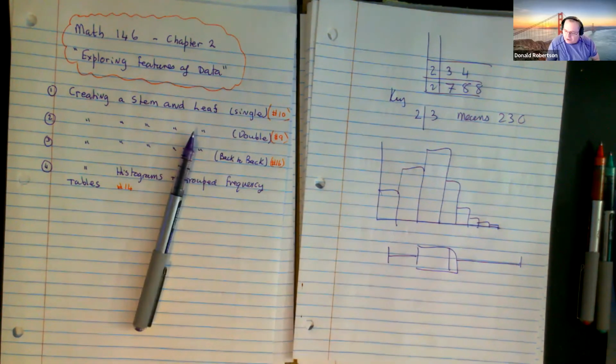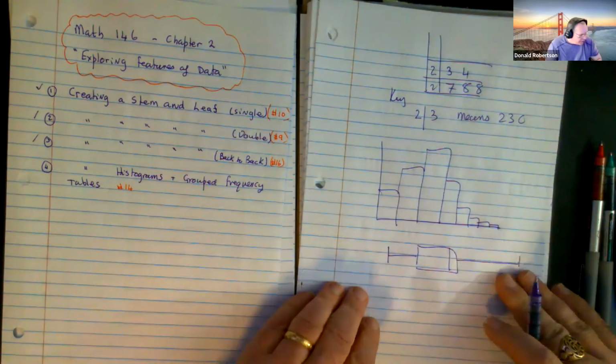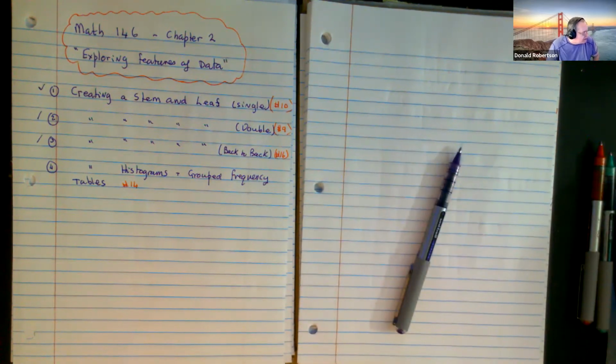Are we good? Any questions now about stem and leaf before I move on? Right. For the last thing that we're going to do today, we're going to look at histograms and group data. And oh, hey, I got a quick question.